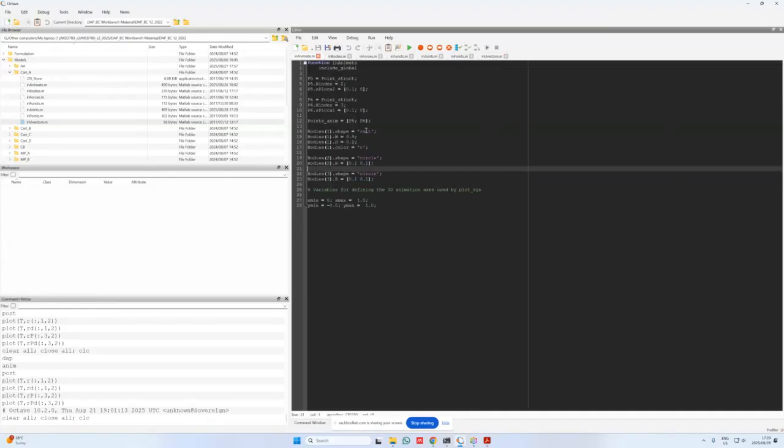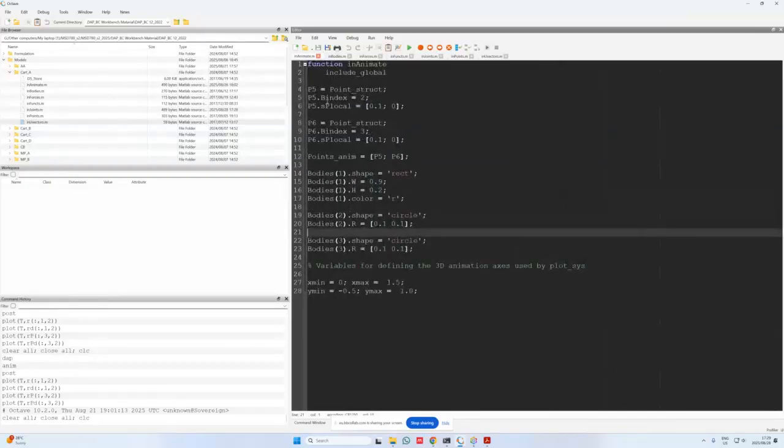Then moving over to in-animate, this is now where we define our two animation points, so P5 and P6. We define them exactly the same as what we would under the in points folder. So it's going to be point structure, the body index, and then the local coordinates of the points. And then we group all of them together in this points underscore anim list that I have over here.